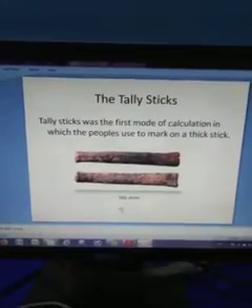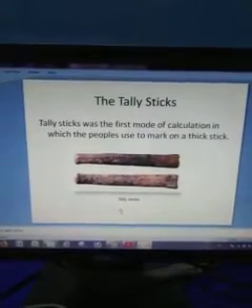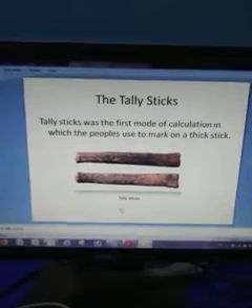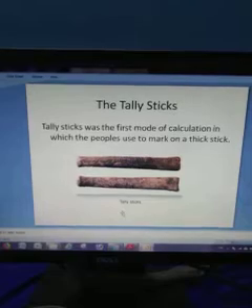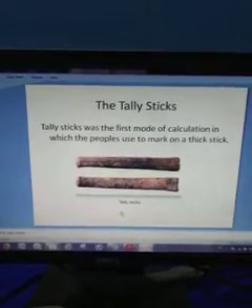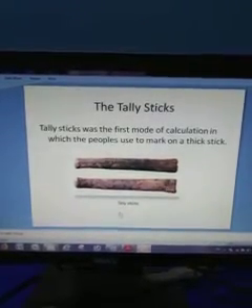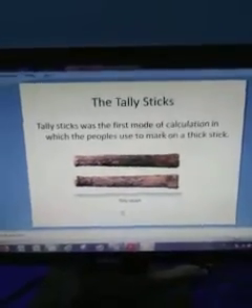So the counting was required. At that time, the requirement of counting was generated. To overcome the problem of counting, the people made a stick or marked lines on the sticks. Those sticks were known as tally sticks.